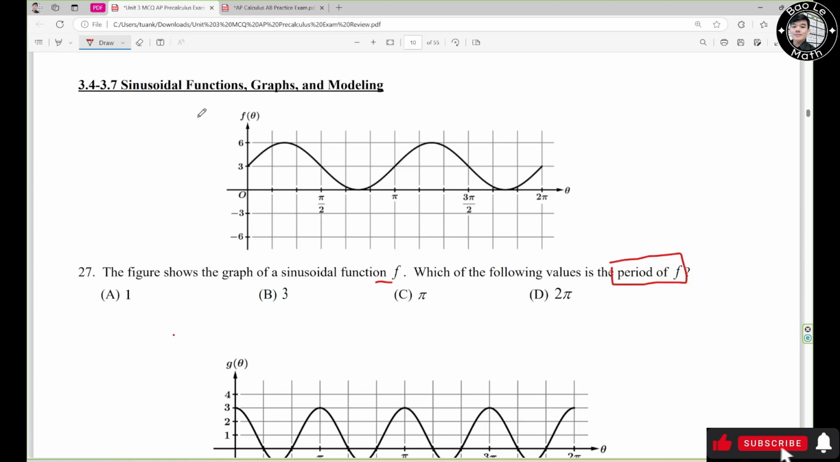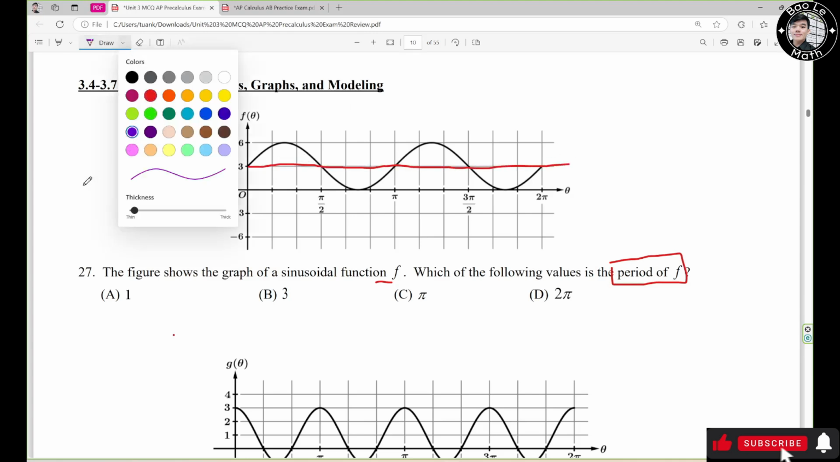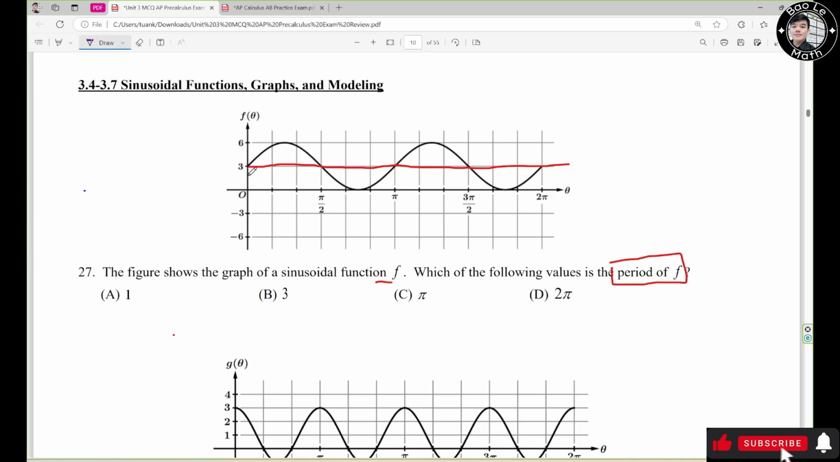Alright, so we look at the graph right here. We need to look at the midline, right? Then we're going to observe that the period is the length within one cycle, right? So you need to find where the cycle starts and where the cycle ends, right? So the cycle starts right here and ends right here. And then the pattern keeps repeating, right? So this graph has two cycles, right? So the distance from here to here is the period, which is pi, right? So the answer must be C.